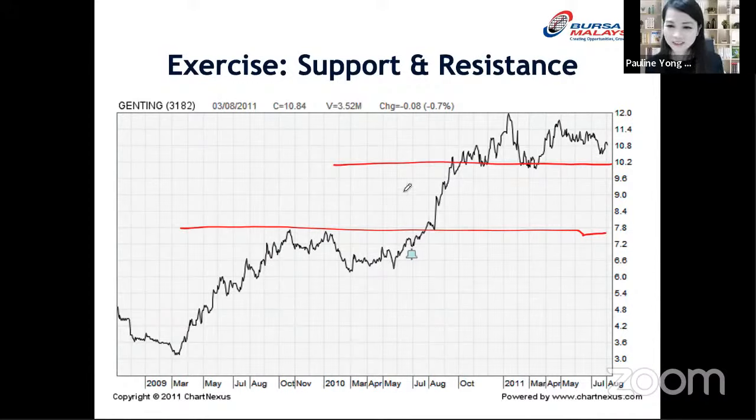Fantastic. 7.2 and 12 also. Very, very good. Okay, so these are the major ones. And of course, we have the lower one here.